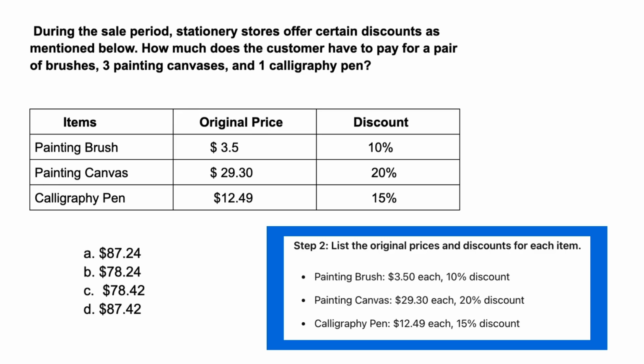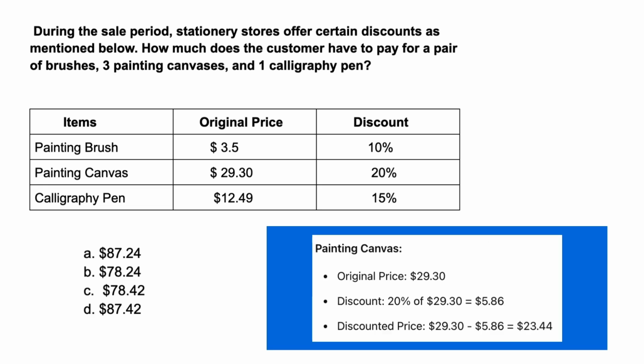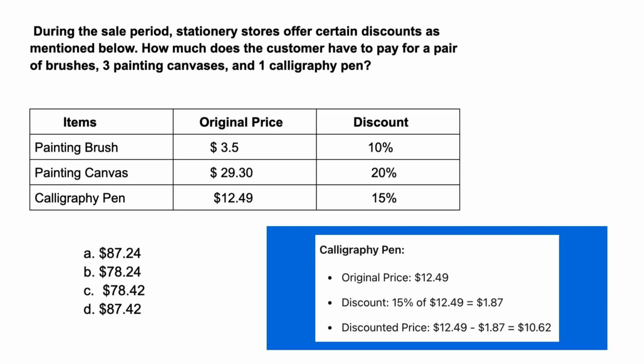So notice here how we just clearly, simply lay out the information. And then step number 3 is to calculate the discounted price for each item. So we have the painting brush. The original price is $3.50, discount of 10%, 35 cents. So that means the discounted price is going to be $3.15. Next, we'll do the same thing with the painting canvas. We'll find the discounted price to be $23.44. Same thing with the calligraphy pen, where we will calculate the discounted price, which comes out to be $10.62.